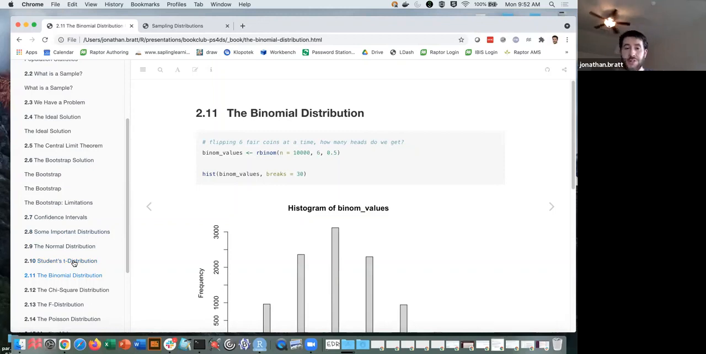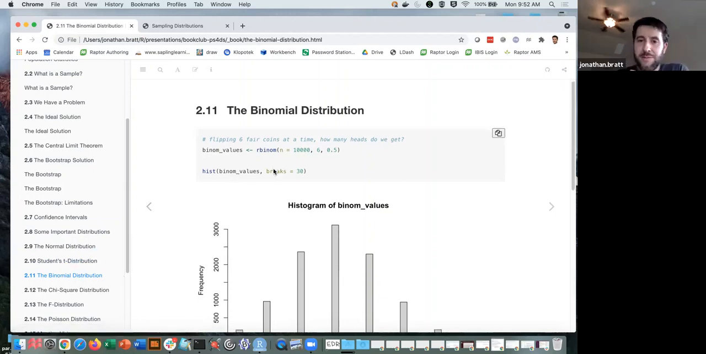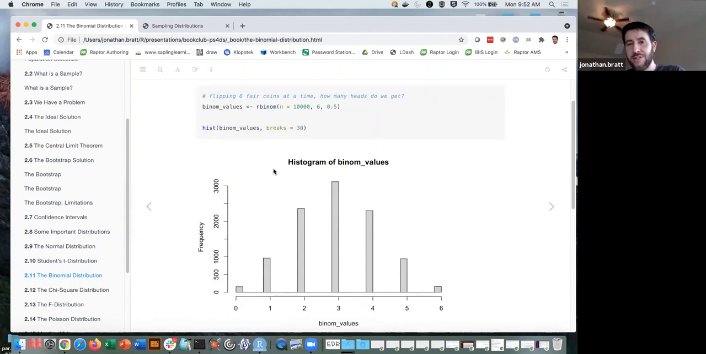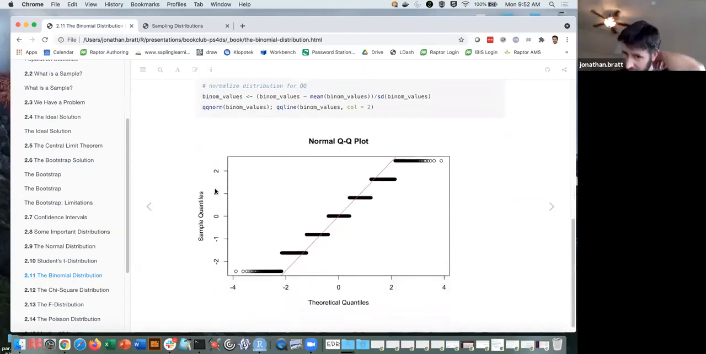There's a binomial distribution, which is more of a discrete distribution. It's like flipping a coin. If I flip, let's say, 6 coins at a time and make a distribution of the number of heads I get, you get something like this, which is kind of an approximation to normal.